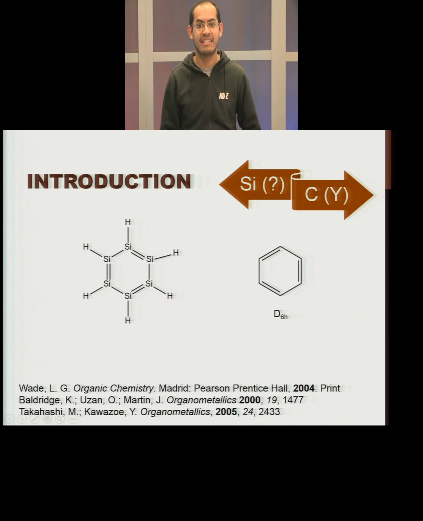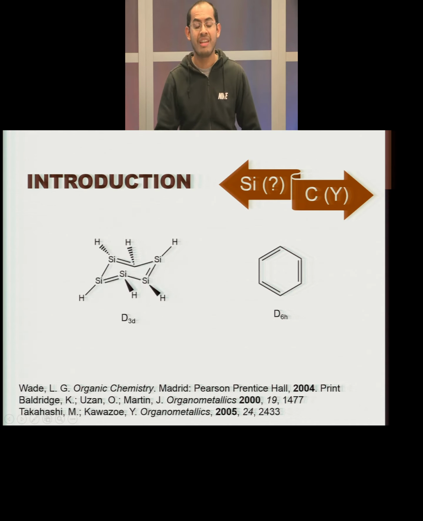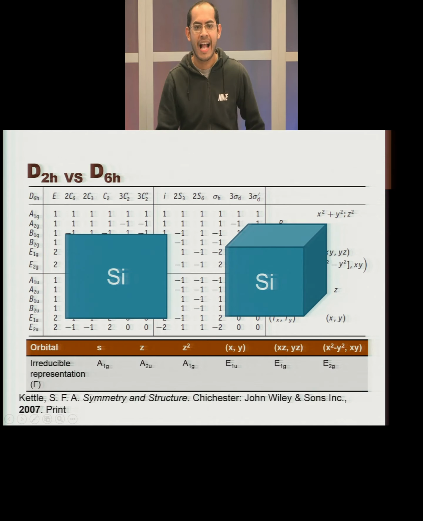It has D6h symmetry. On the other hand, silabenzene is not planar. It's more like a chair-like structure with 3D symmetry. In order to find a cyclic planar analog to benzene made of silicon, the symmetry should not be restricted to the D6h group. A subgroup may work as well.